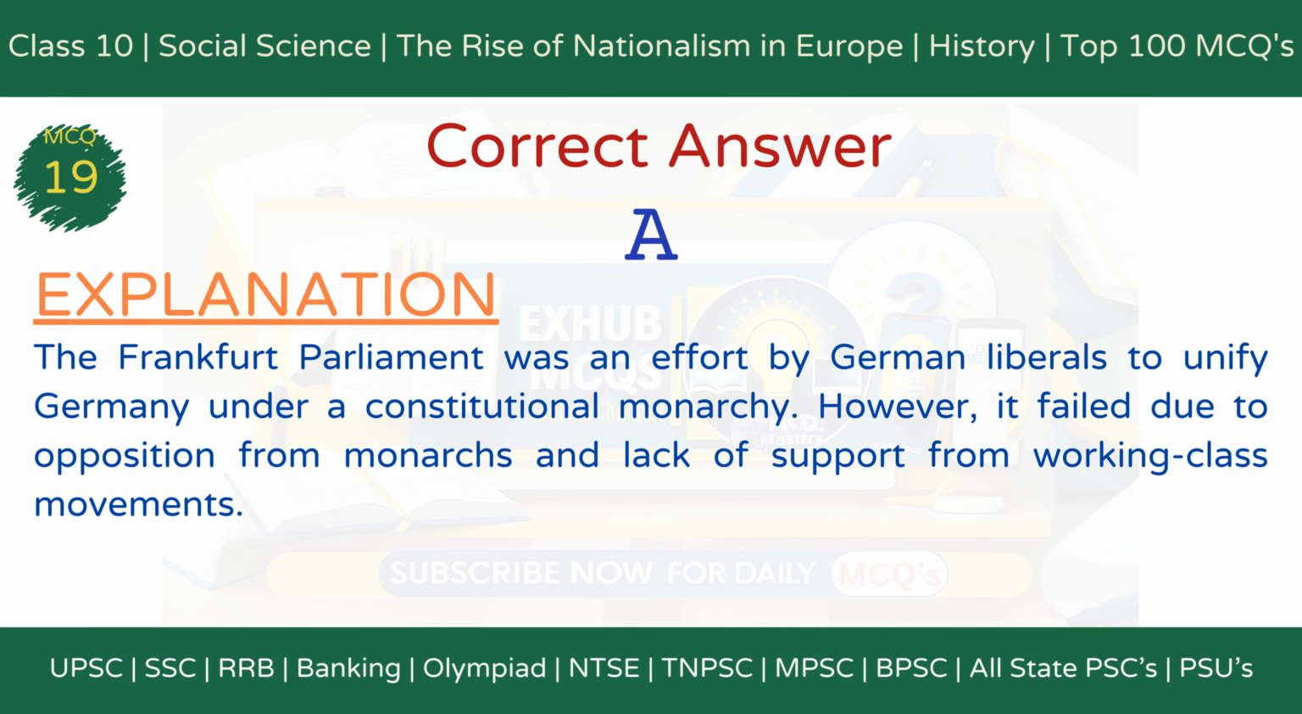The correct answer is option A. An attempt to unify Germany under a constitution. Explanation. The Frankfurt Parliament was an effort by German liberals to unify Germany under a constitutional monarchy. However, it failed due to opposition from monarchs and lack of support from working-class movements.